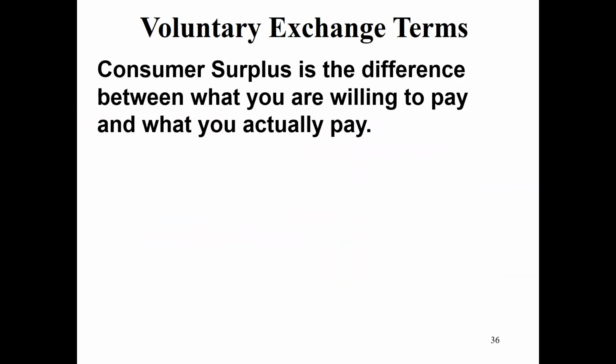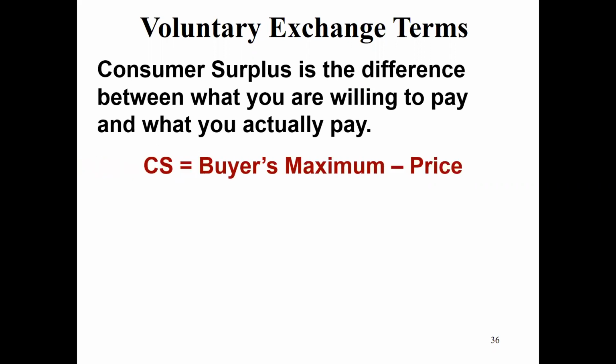All right. So consumer surplus is the difference between what you're willing to pay and what you actually pay. So in that scenario I just gave you, you were willing to pay 200, you paid 180. So your consumer surplus would be 20. Buyer's maximum minus price. Buyer's maximum was 200. The price was 180. Consumer surplus was 20. The difference between what you were willing to pay, 200, and what you actually paid.